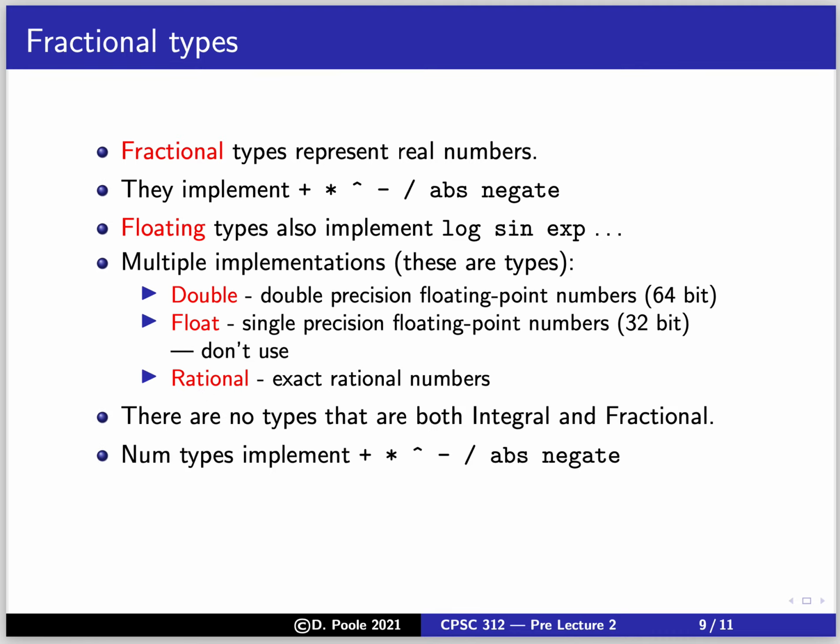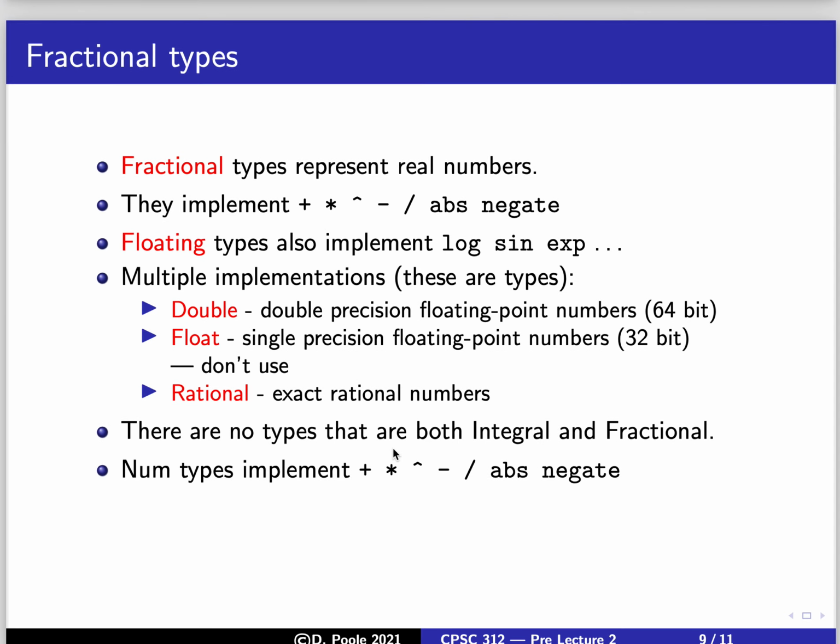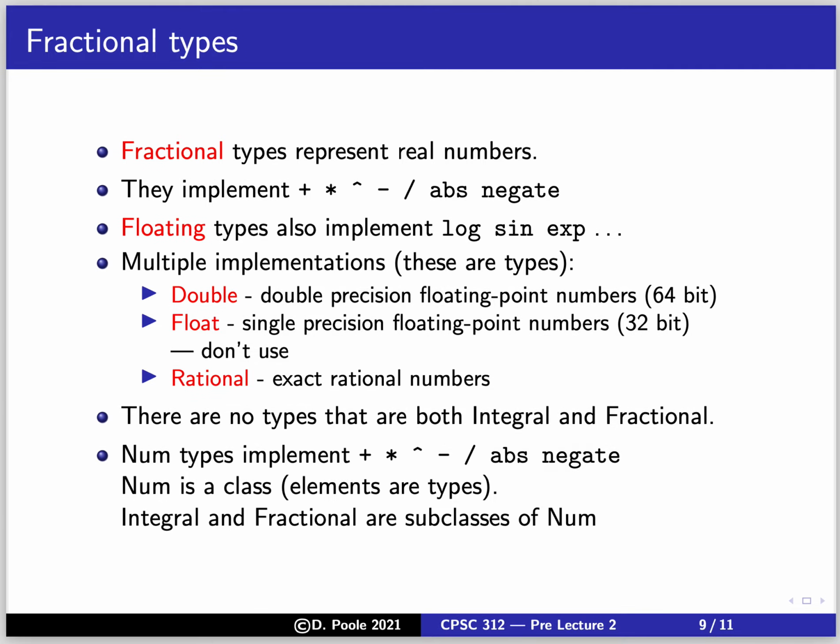So it turns out there are no types that are both integral and fractional. You might get tricked sometimes because Haskell doesn't know that there are no types that are both integral and fractional. In fact, it's possible to design some of these types that are both integral and fractional, but they're not very useful. So what we do is there's also a generalization of these. These are the ones in common between fractional and integral: plus, times, power, minus, absolute, negate. So this is wrong. Divide should not be in there. Whoops.